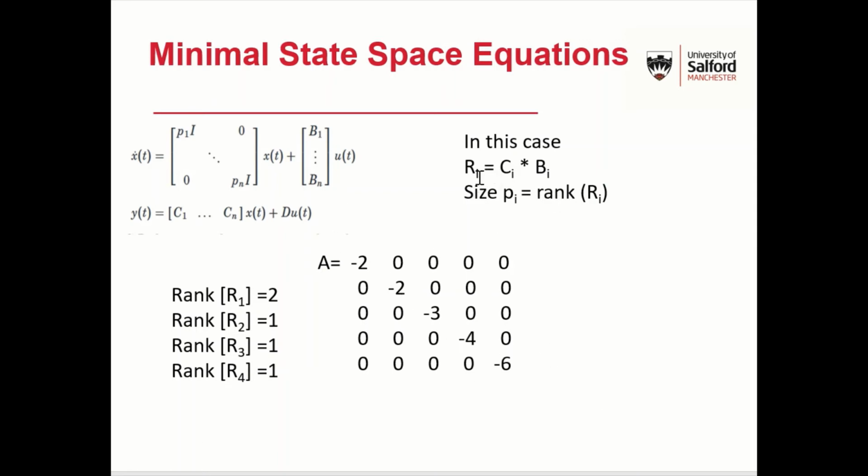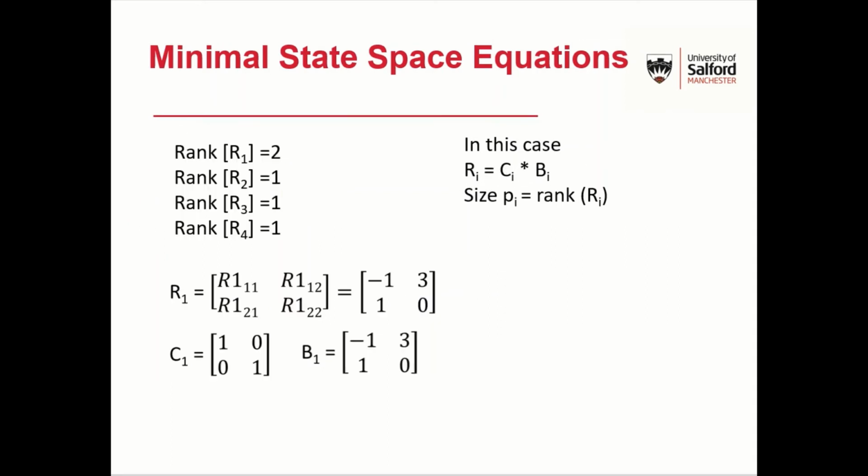And then we also know that for the C and the B, Ri is Ci Bi. Now, we can choose anything we like for these. So there's an infinite number of solutions to these.